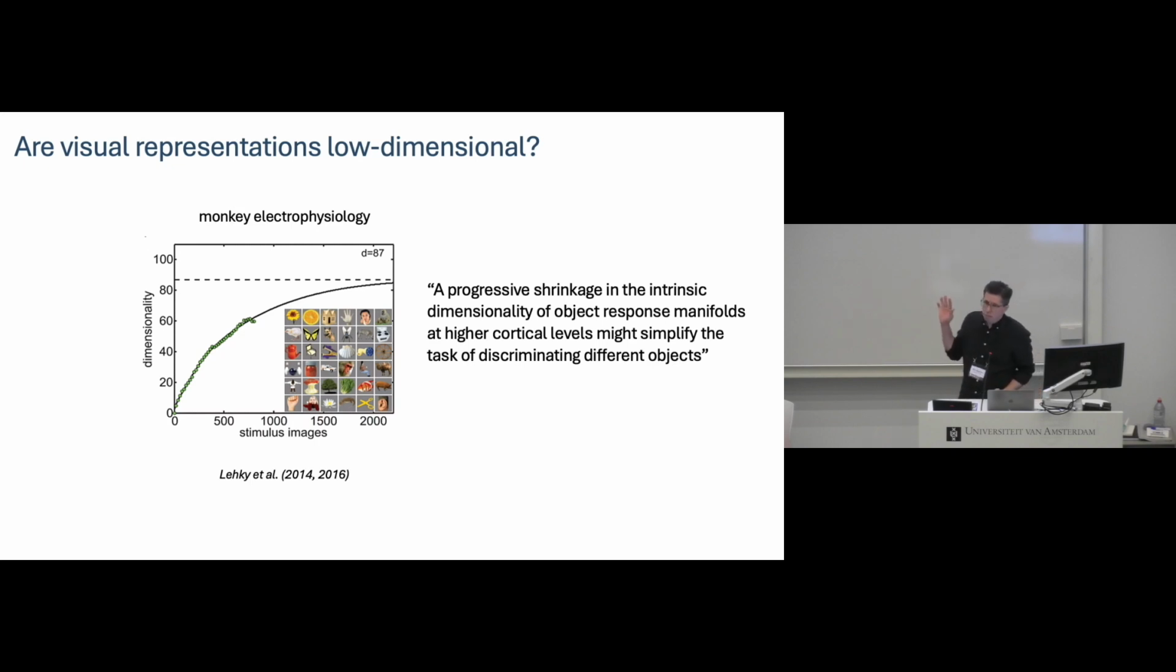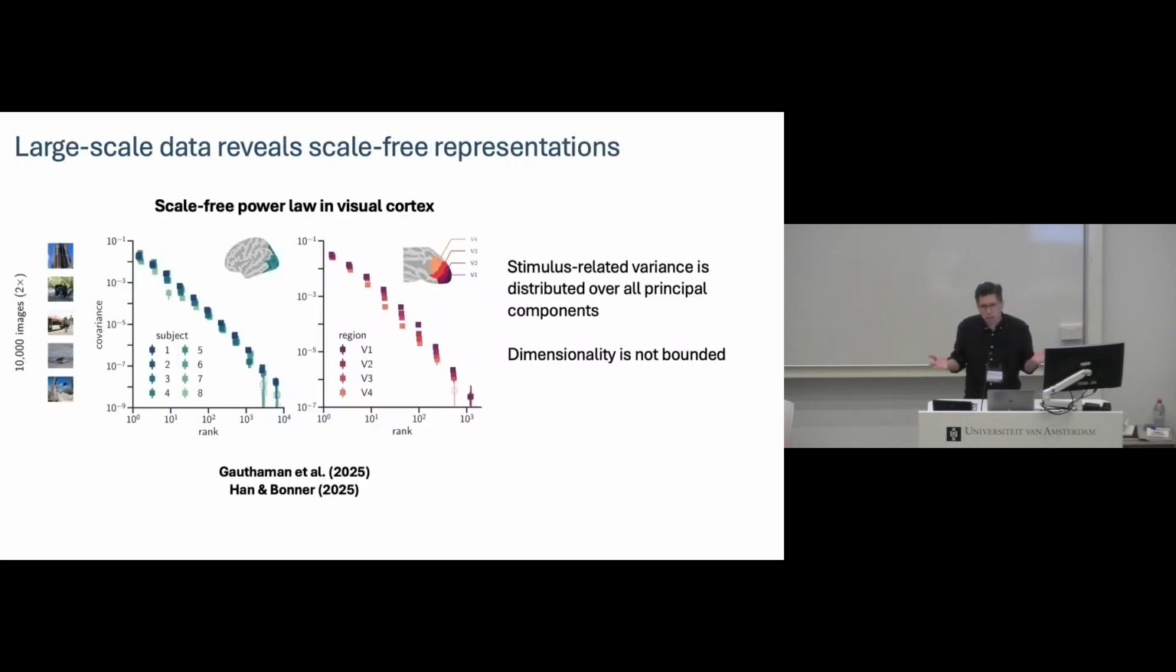Okay, but these predictions are based on extrapolations from data sets that were fairly limited in scope. I mean, this is from a long time ago now. We don't have to rely on these extrapolations anymore. Thanks to large-scale data collection efforts like the natural scenes dataset and the things dataset, we can just empirically test what the statistical structure of cortex representations looks like for large samples of images.